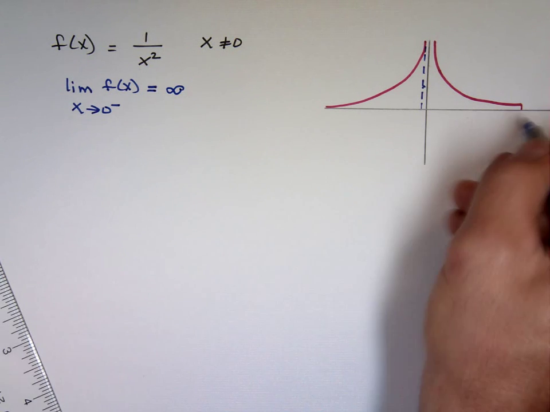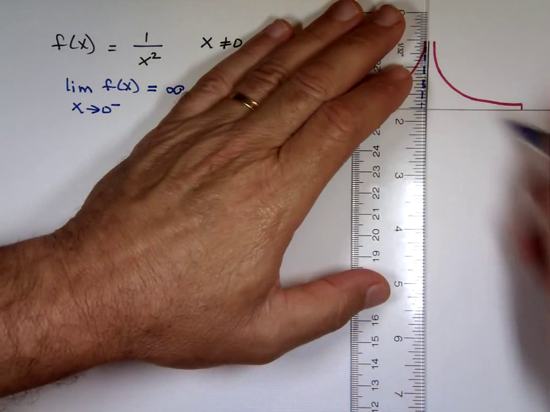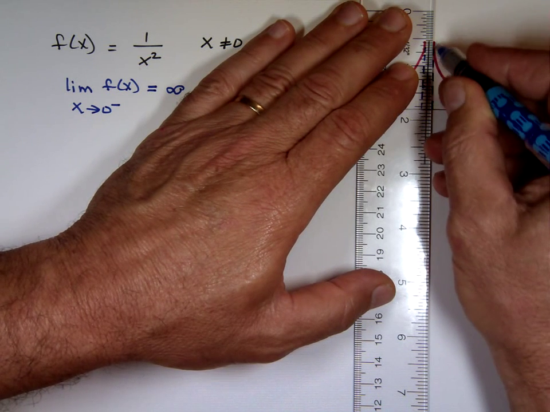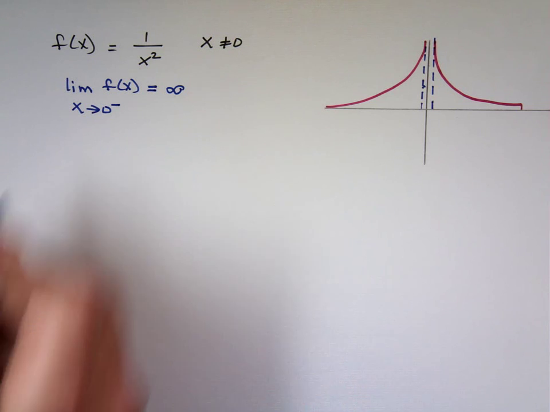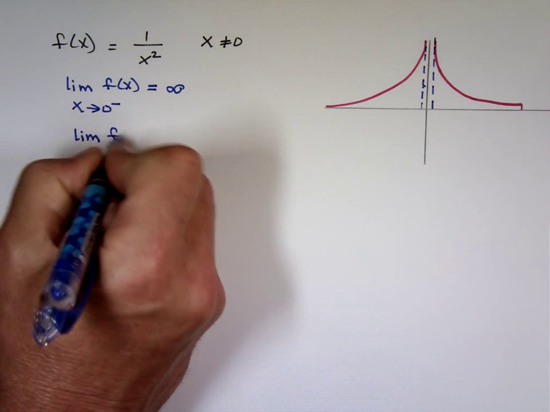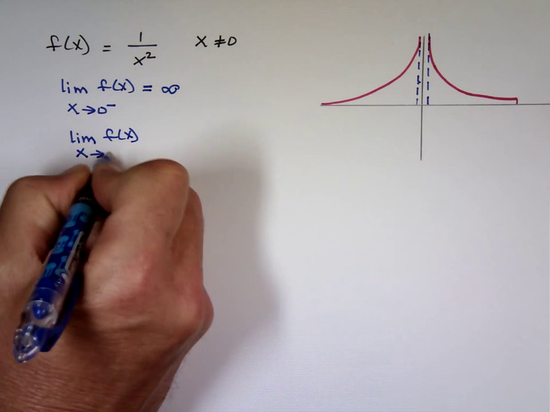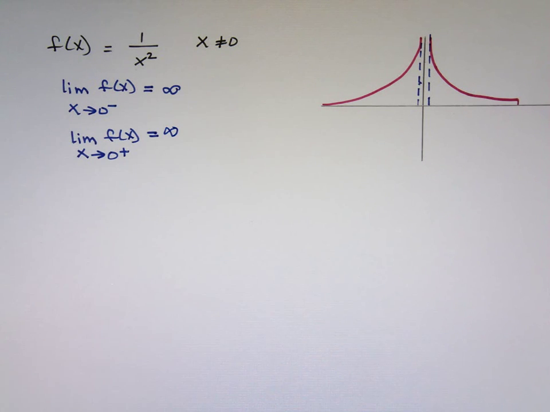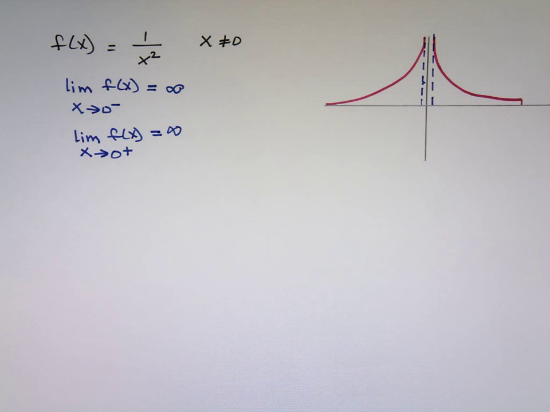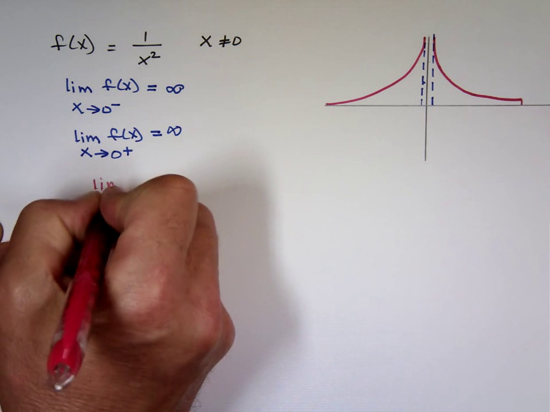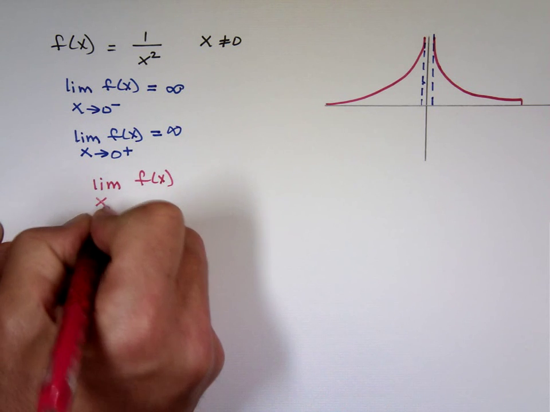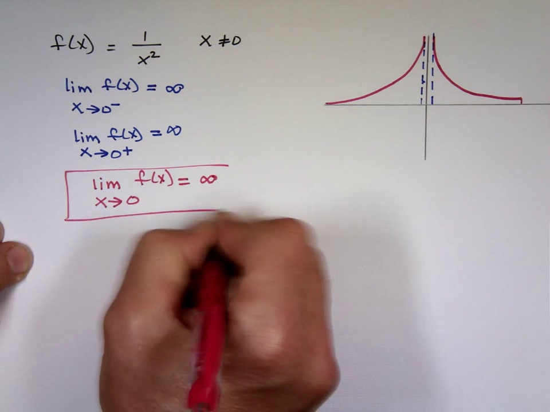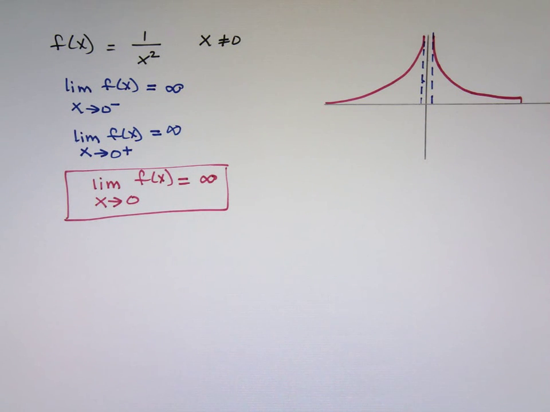Let's look at it from the right side. As you get closer to 0 from the right side, right next to it, where's the y value going to? As x approaches 0 from the right, where is it going to? Infinity. Are these values the same? Yep. So we can say now the limit of f of x as x approaches 0 is equal to infinity. So we have an infinite limit. Approaches infinity.